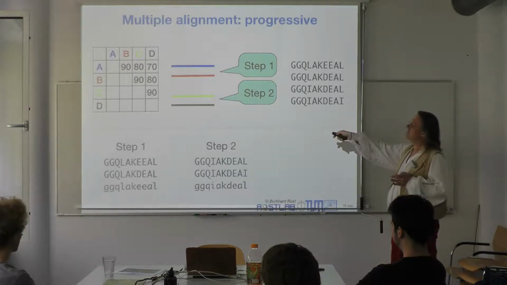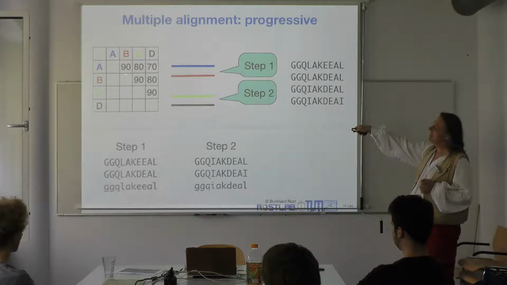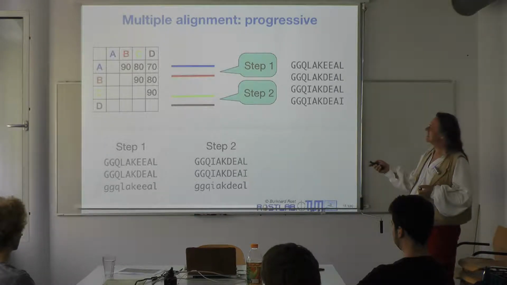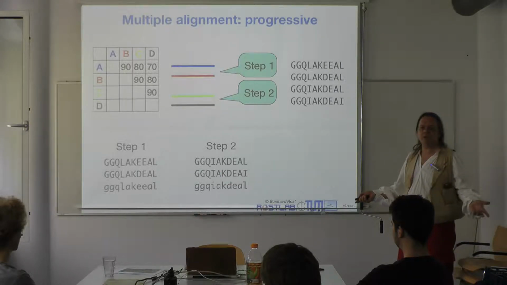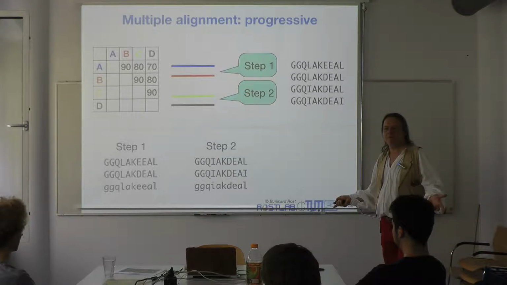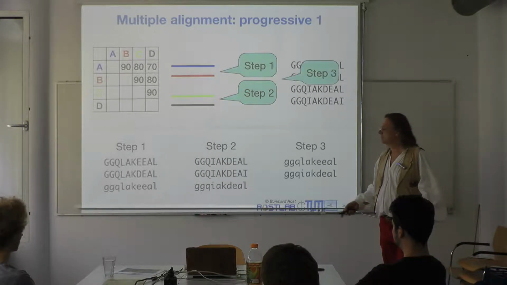Then you do the same thing for the next most similar pair. A and B are aligned, so the next most similar pair is only C and D left in my example. So you do the same thing here, and then what do you do next? Pairwise alignment of those two.